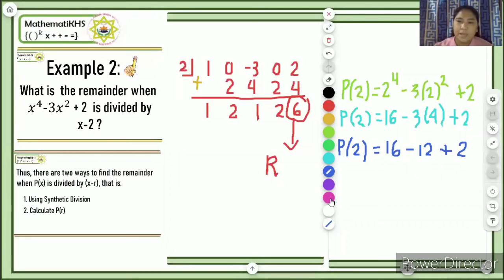Yan, malapit na. Then, we have P of 2 is equal to, so, 16 minus 12 is 4. 4 plus 2 is 6. So, therefore, our remainder is also 6, which is the same as our synthetic division. So, that's all for today. I hope that you understand the remainder theorem.